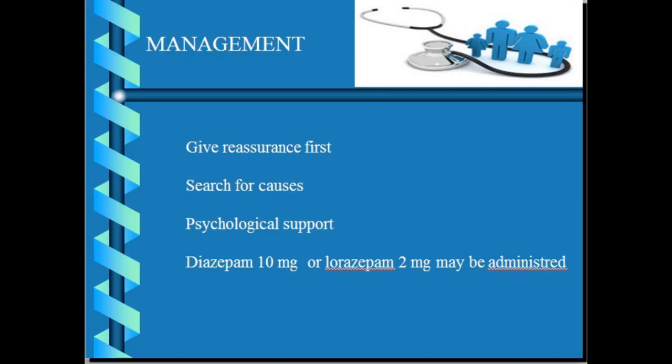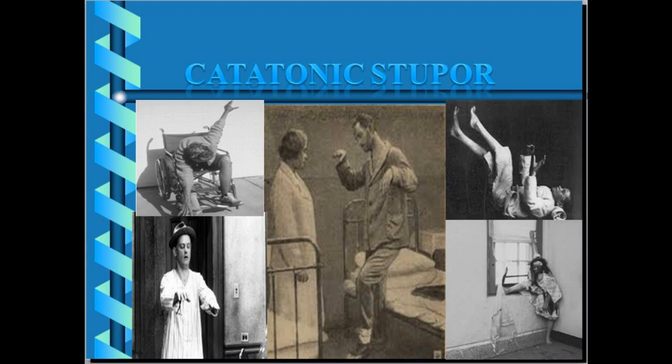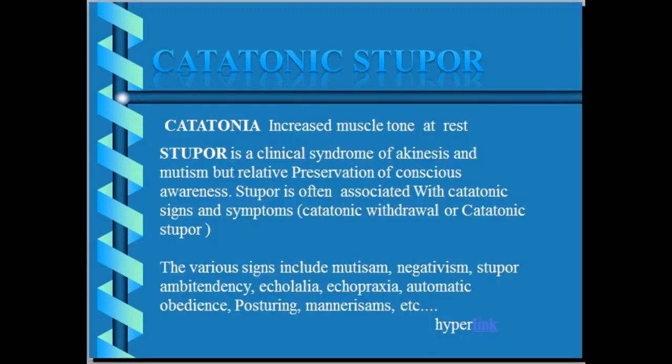Let's discuss catatonic stupor. What is catatonia? Catatonia is an abnormality of movement and behavior arising from a disturbed mental state. What is stupor? It is a clinical syndrome of akinesis. What is akinesis? Akinesis means loss of voluntary movement and mutism but relative preservation of consciousness and awareness. Stupor is often associated with catatonic signs and symptoms.